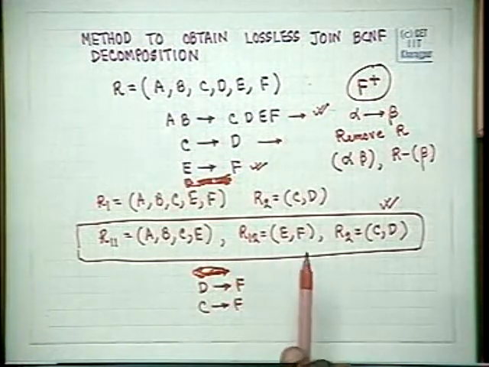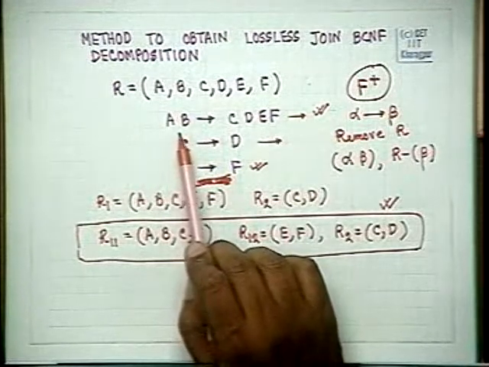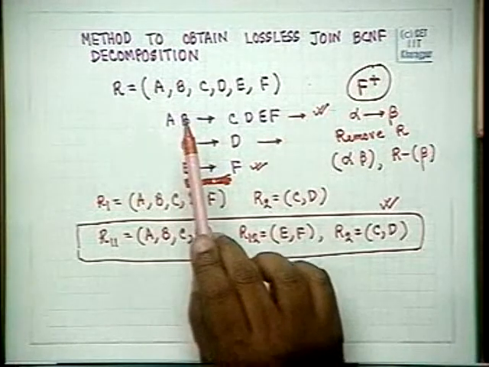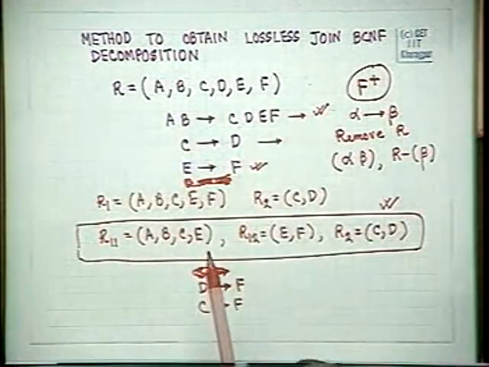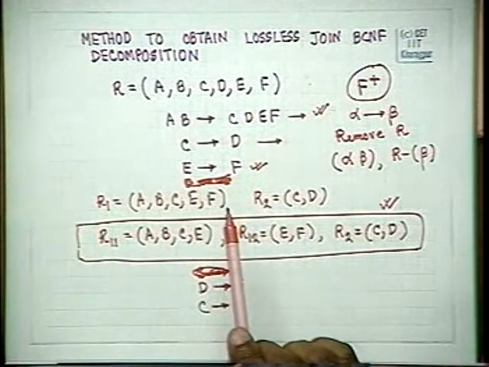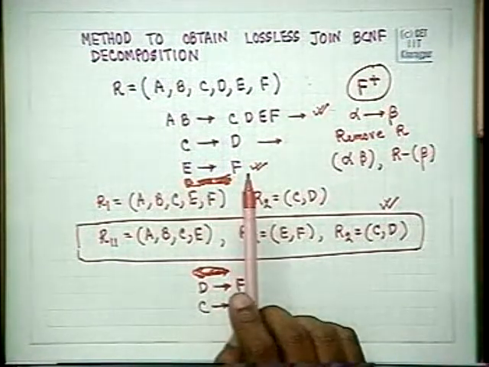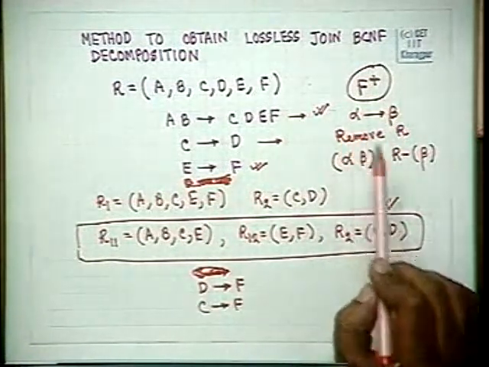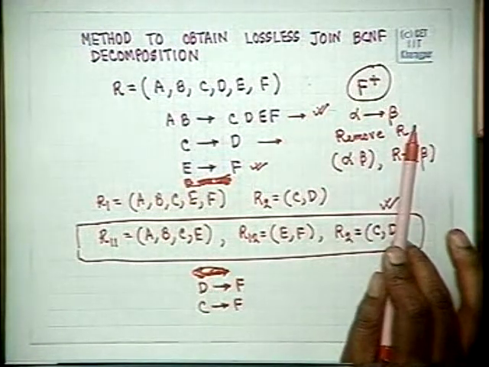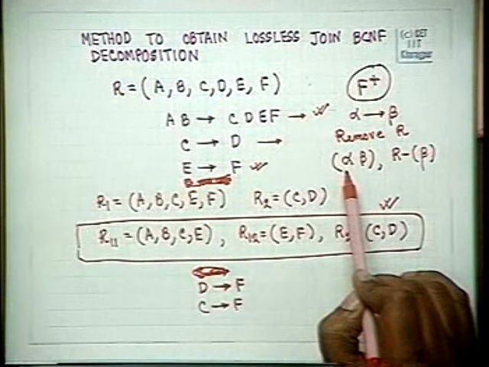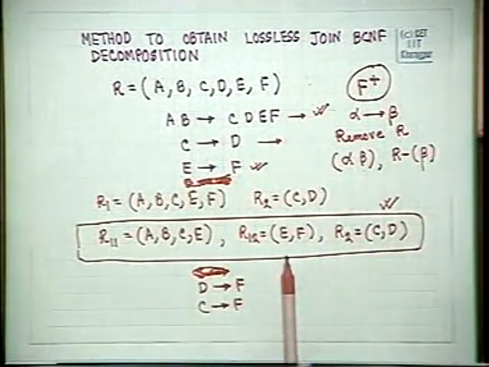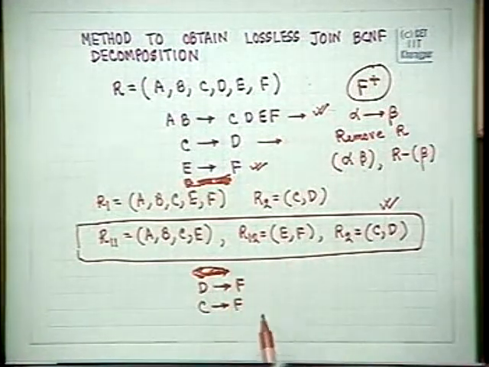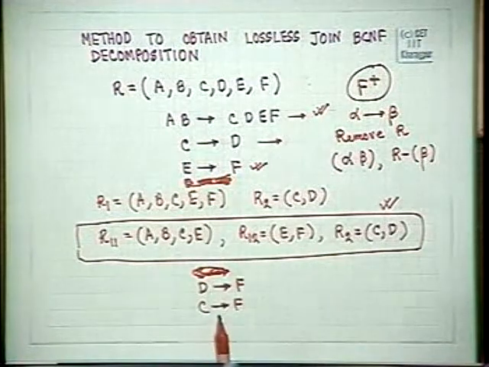I repeat the algorithm. The algorithm is as follows: pick up any non-trivial functional dependency in F plus and check, on the set of relations which initially contains the original relation R, whether the BCNF conditions are violated or not. If it is violated, then break it up like this. If the functional dependency is alpha to beta, remove the original relation where it is violated, add two relations in its place, one is alpha beta and the other is R minus beta, and the other relation schemes remain as they are, and repeat this process till there is no condition which is violated.